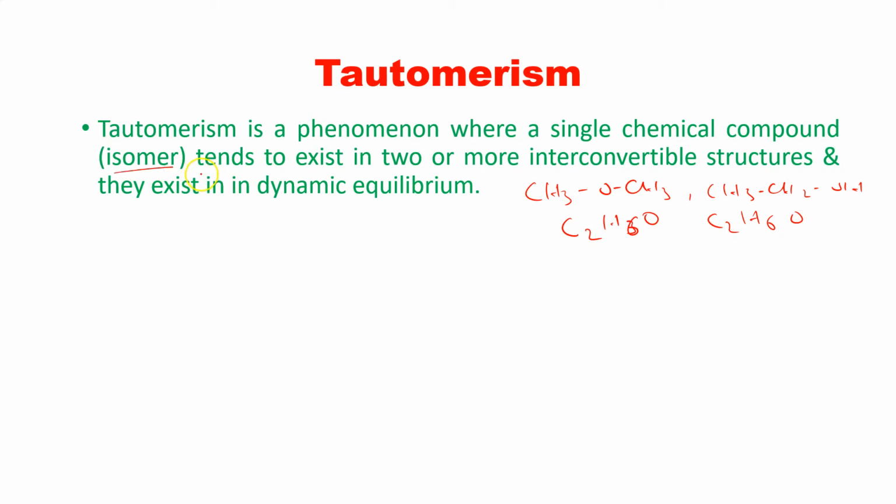Isomers have different physical and chemical properties, but the molecular formula is the same. So one part of structural isomerism is tautomerism. It is a phenomenon where a single chemical compound tends to exist in 2 or more interconvertible structures, and they exist in a dynamic equilibrium.